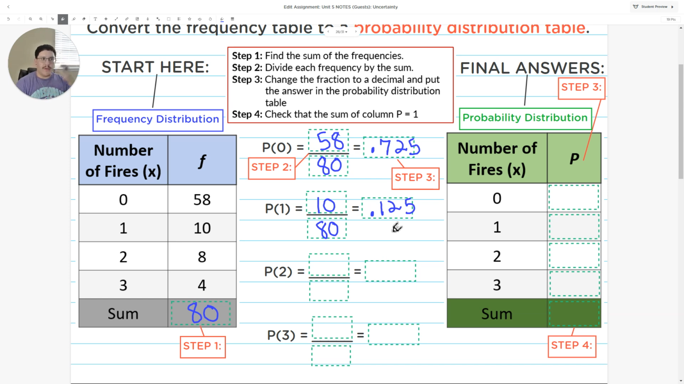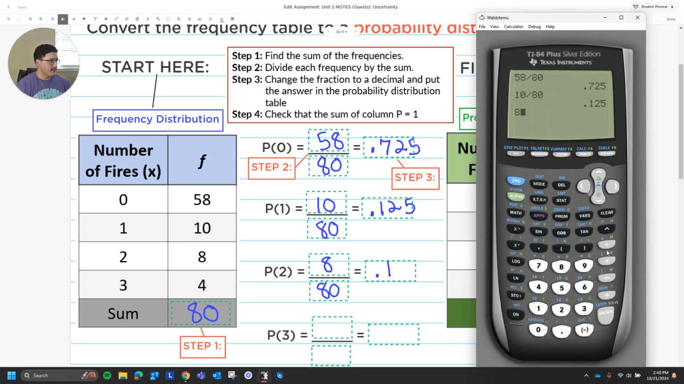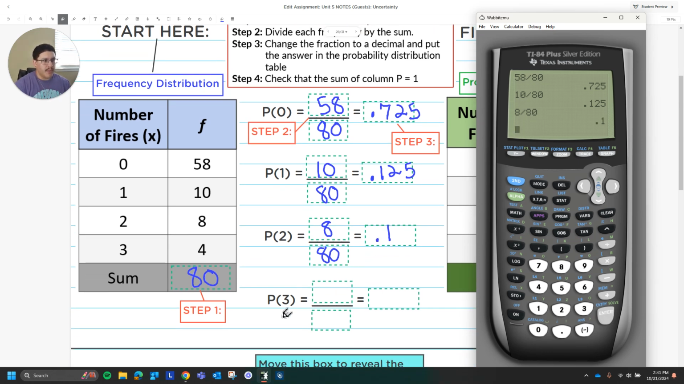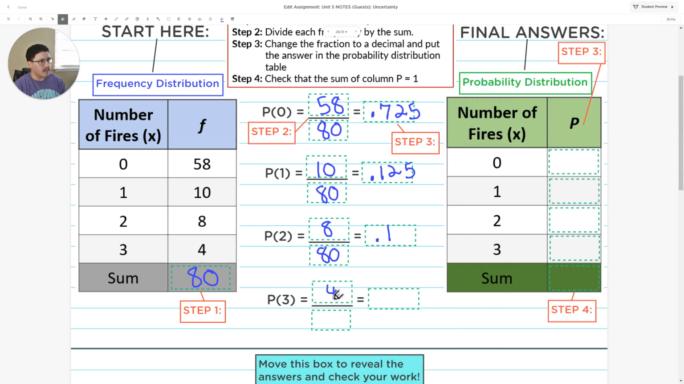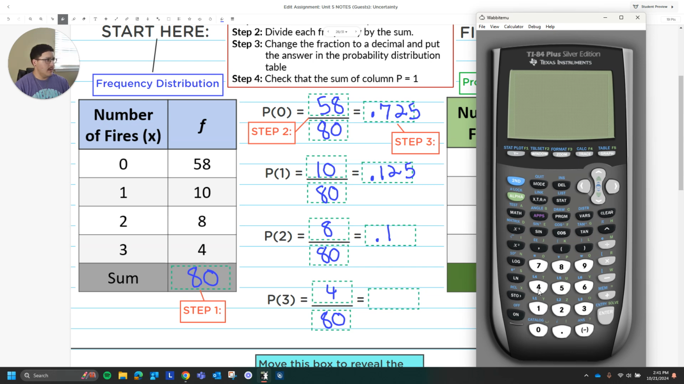What's the probability that they will be dealing with two fires on any given day? Well, that's 8 out of 80. Divide that, I believe that's going to be 0.1, but let's check. That's correct, 0.1. And then what's the probability that they will have to deal with three fires on any given day? 4 out of 80. Now, I wonder if that's 0.5. 4 divided by 80. Well, not 0.5, 0.05.